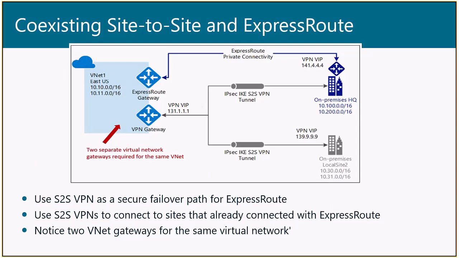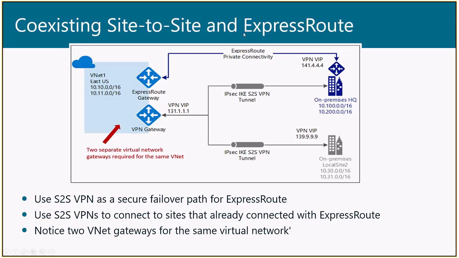If you have coexisting site-to-site and Express Route, notice that Express Route is not going through any tunnel, whereas site-to-site is going through a tunnel. So these are two different ways, and you need to design which one you like better.